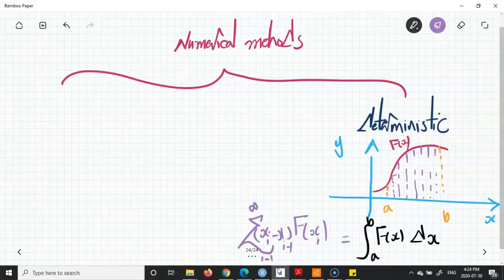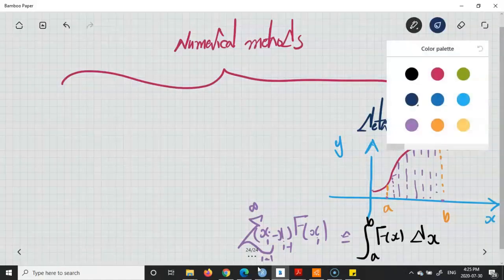Then we assume that as the number of trapezoids that we have between these 2 points a and b gets larger and larger, we can have an approximation which is going to be closer to the true value of the area under this curve. This is a deterministic method to find the numerical value and approximations for those types of functions which are analytically intractable.